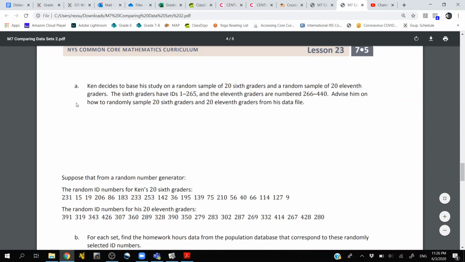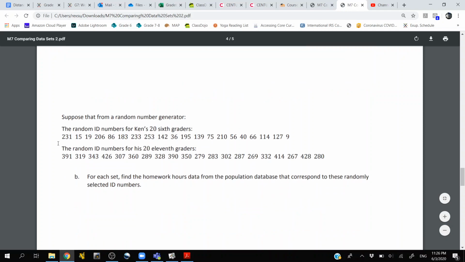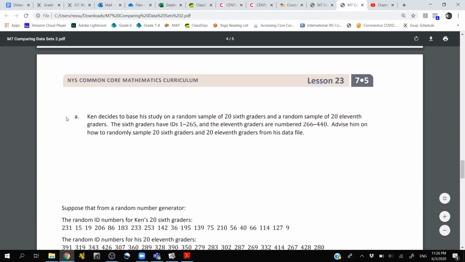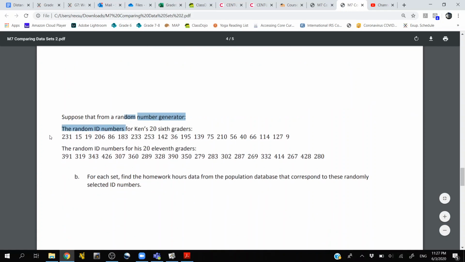So he's going to go through these and do the exact same type of thing. He randomly selects students. Ken decides to base his study on 20 randomly chosen people. Advise him on how to randomly sample 20 6th graders and 20 11th graders. How could he randomly sample those? Then you can see he used a random number generator. So that was his solution. He has random ID numbers.